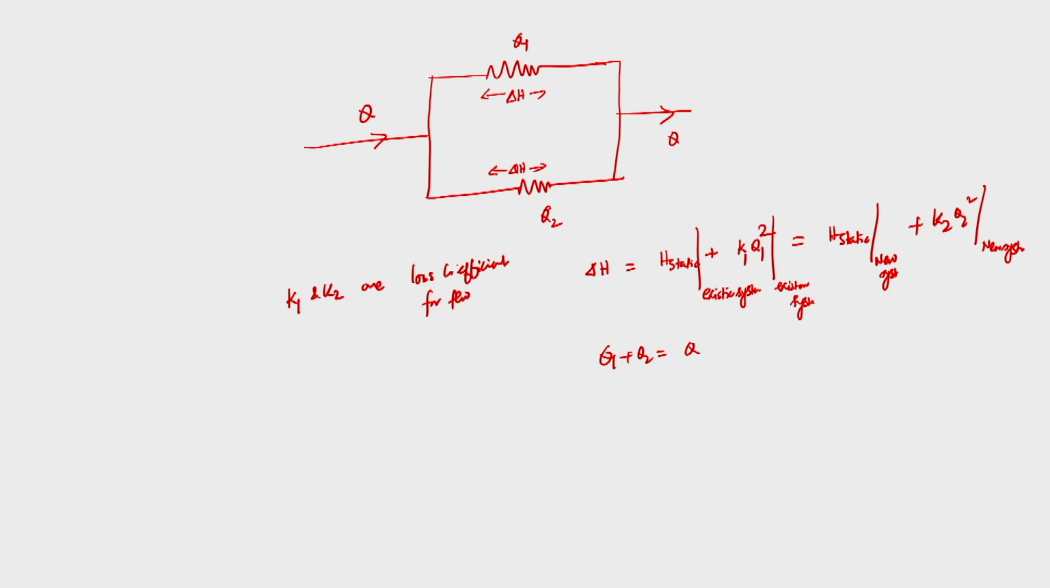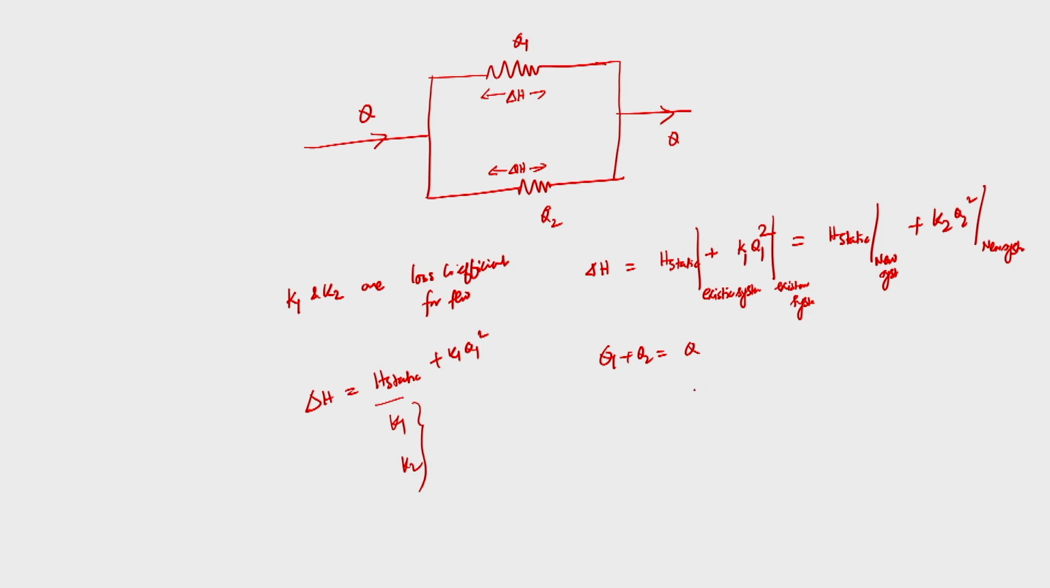By knowing K1 and K2, I can solve for the amounts of Q1 and Q2 going through the different paths. How can I calculate K1? Delta H is very important, because that is the head developed by the pump. If delta H is equal to H static plus K1 Q1 square, where I know Q1, the head developed by the pump, and H static, from there I can calculate K1. Similarly, I can calculate K2.